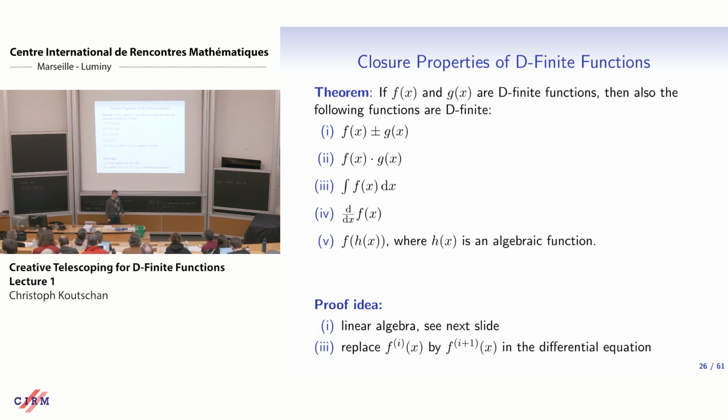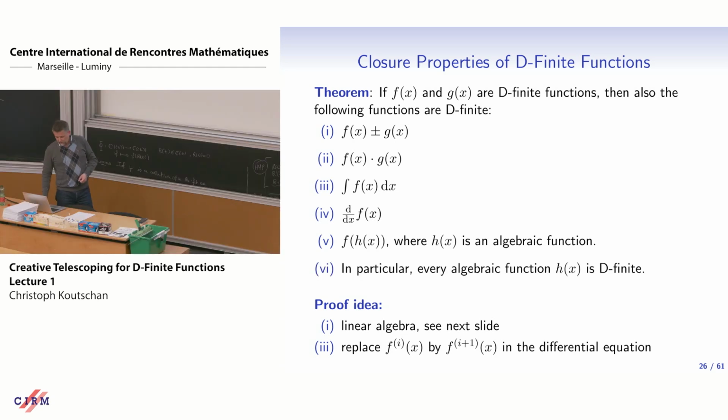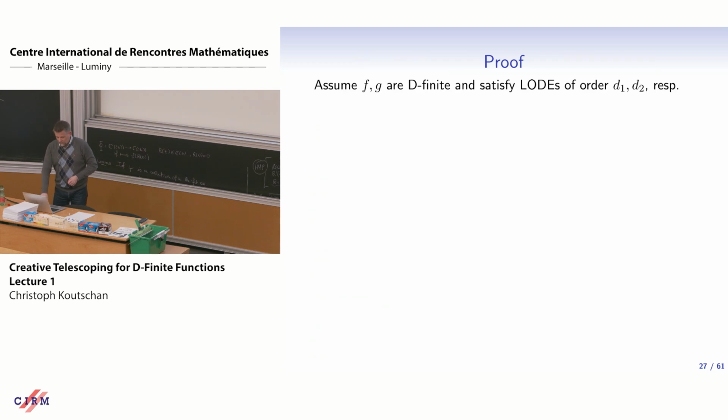You can do substitutions if you have an algebraic function, so a function that satisfies a polynomial equation. You plug it into a D-finite function, the result will again be D-finite. And so if you play this game with the identity function, this implies that every algebraic function is D-finite. So algebraic functions are a subset of D-finite functions. Okay, so let's do the proof quickly.